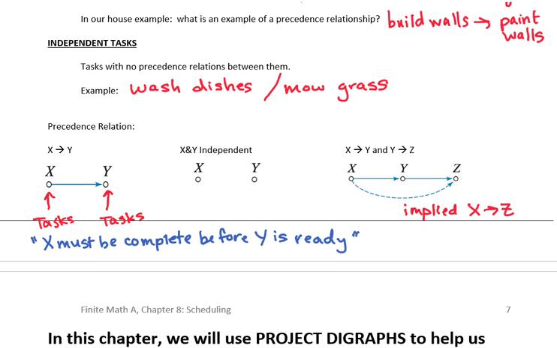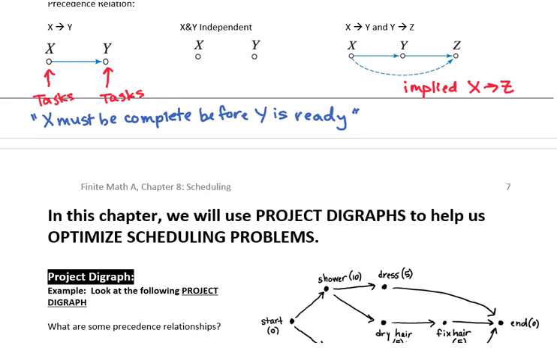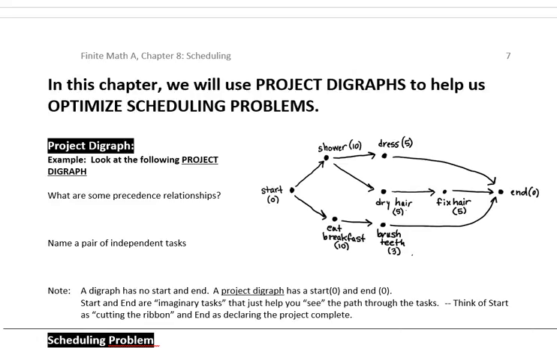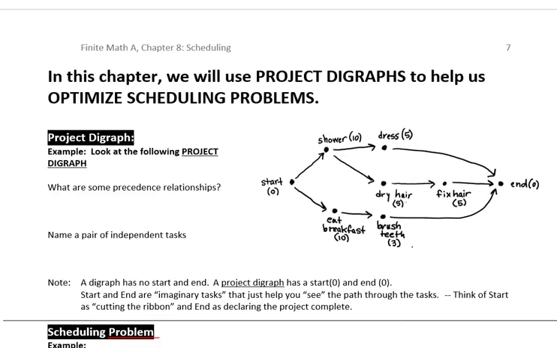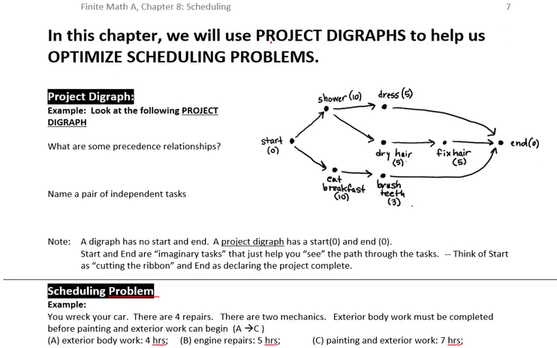Okay, so in this chapter, we're going to be using project digraphs to help us with optimizing schedule problems. Okay, so a project digraph is going to represent a bunch of tasks. So it is a digraph that shows all of your tasks in a project. So here, there are several tasks here. I have showering, dressing, drying hair, fixing hair, eating breakfast, brushing teeth, etc.